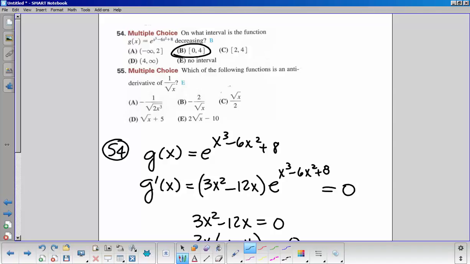All right, 55. Which of the following functions is the antiderivative? Okay, so that's saying I have f prime of x is equal to x to the negative 1/2.